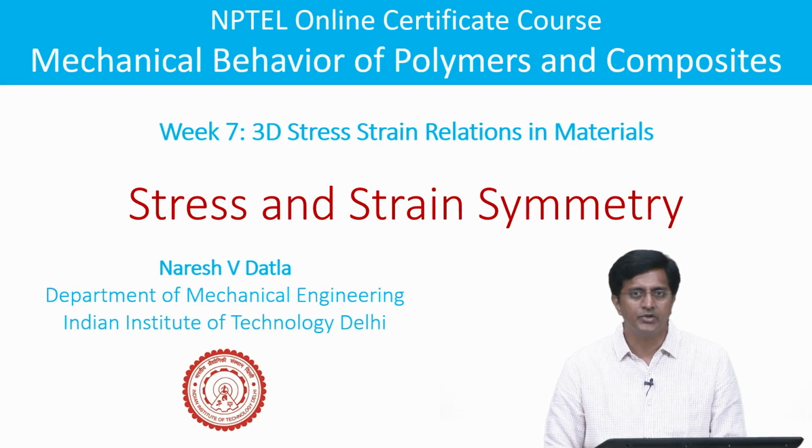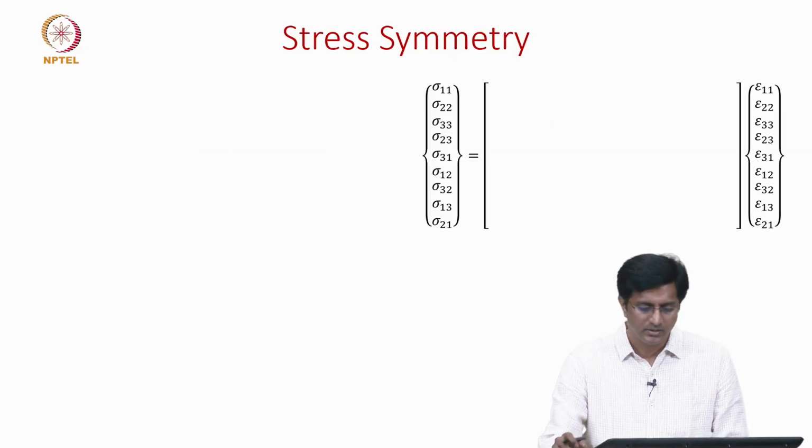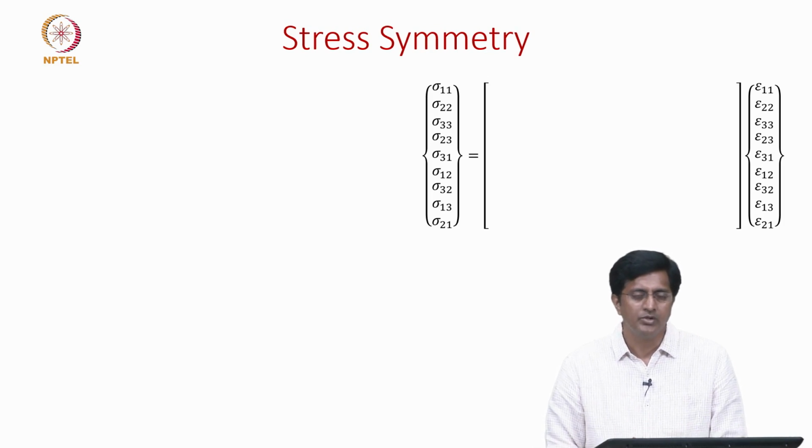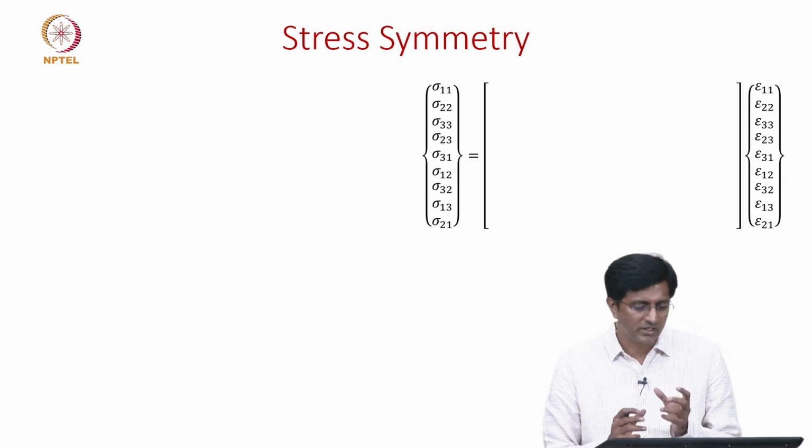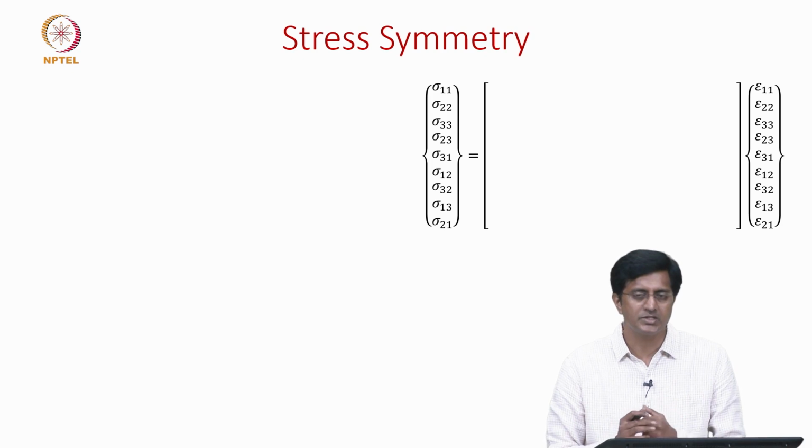Hello, in this video we will be looking at how to use the stress and strain symmetry to reduce the number of elastic constants we need to consider for the relations of stress and strain. As you recall from the previous video, we showed for an anisotropic material to relate the 9 components of stress with the 9 components of the strain, we said we need 81 independent elastic constants. But now we will see that if we consider a stress symmetry, we can reduce this number of independent constants.